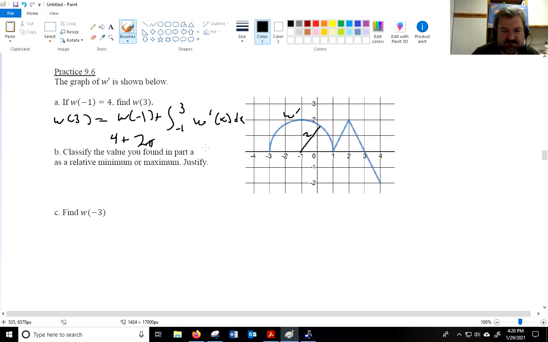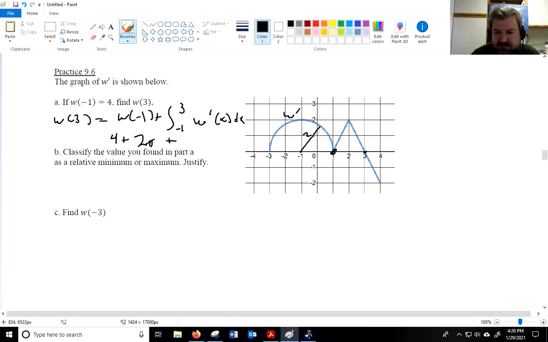Classify the value we found in part A as a relative min or relative max. Well, this value here, oh, you know what? We only found W of 1. Oh my goodness, I haven't finished. I'm sorry. Let's say that value there is not a relative anything, but over here, definitely, because we have to go all the way to 3. So I need to keep going.